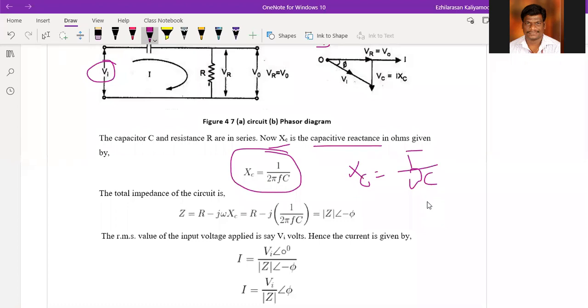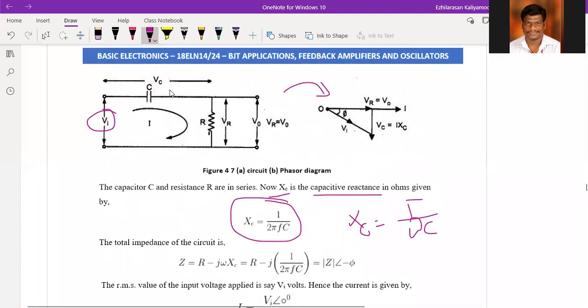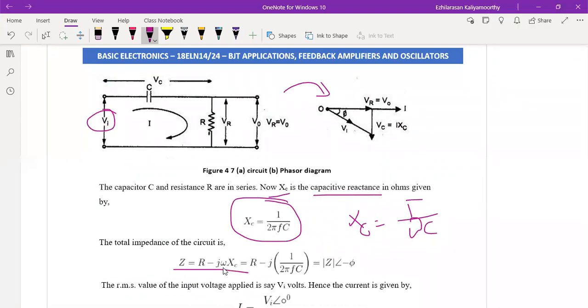Now let us find the total impedance of the circuit. If you have R and C, we have to think about the capacitive reactance. Normally the impedance will be Z = R - jXC, where R is the resistance, and omega is nothing but 2πf.